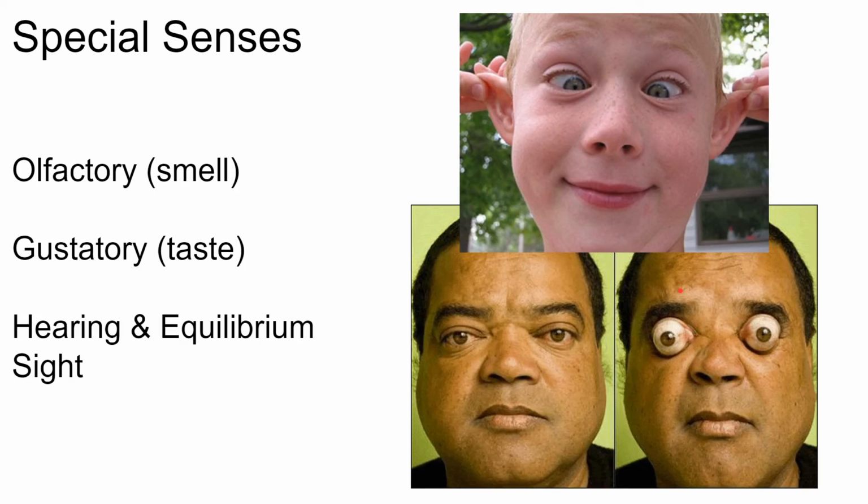Moving on from general senses to special senses. We're going to talk about hearing and sight separately, but we are going to talk about your olfactory and your gustatory senses right now. So olfactory is going to be your sense of smell, and gustatory is going to be your sense of taste. Hearing, obviously, hearing and equilibrium is balance, and then sight obviously goes with vision.